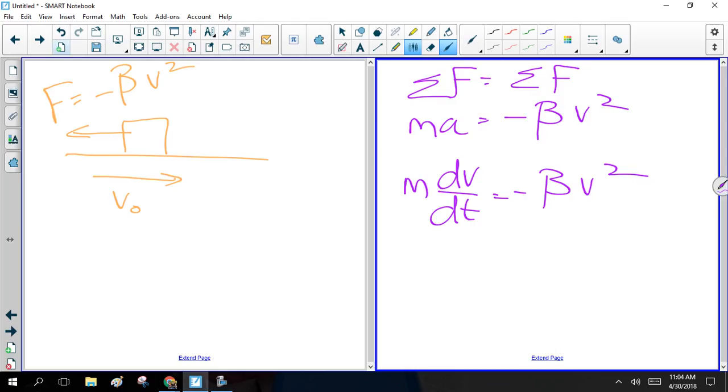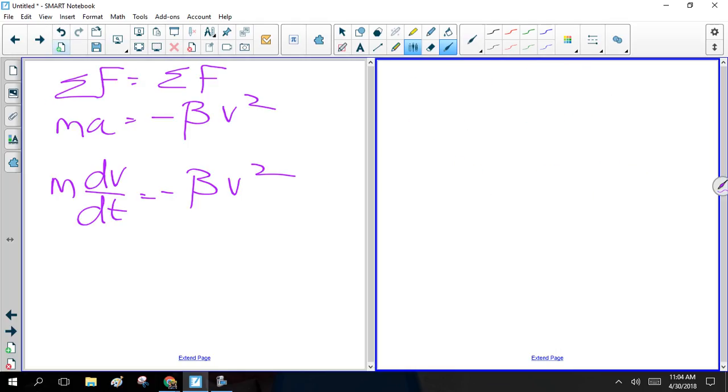All right. Now, to solve it, you multiply both sides by dt. So you get m dv equals negative beta v squared dt. And now we need to do what's called separation of variables, which in English means get all of your v's on one side and all of your t's on the other side. So I'm going to divide both sides. You can either divide by v squared, or you can move the beta also if you want.